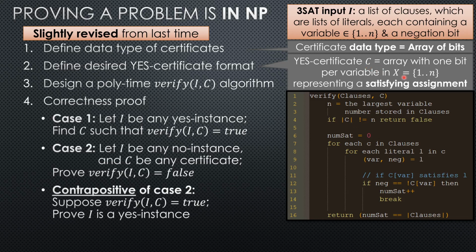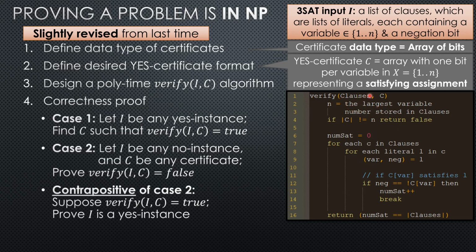If it's a yes certificate, the length should be the number of variables, n. So let's just extract the number of variables from the clauses list. I'll iterate over, so that's what's happening here at lines 2 and 3. Imagine these lines are iterating over all the clauses, iterating over all the literals in the clause. Remember, clauses is the input.